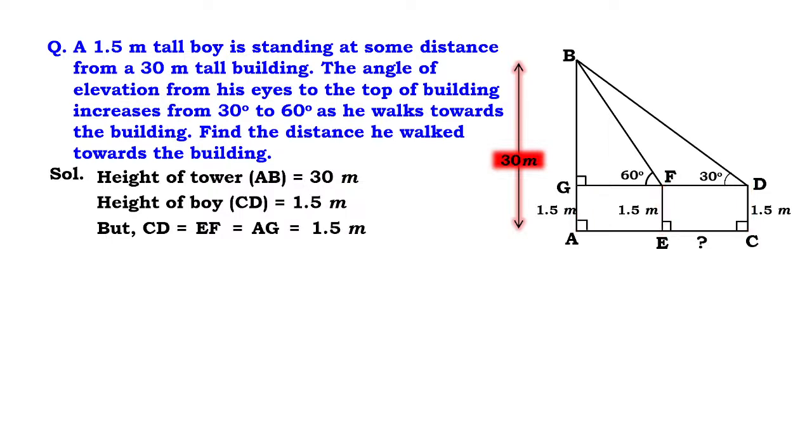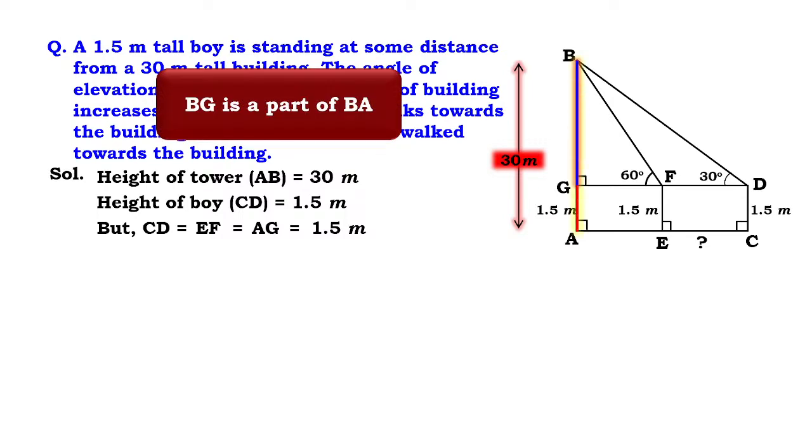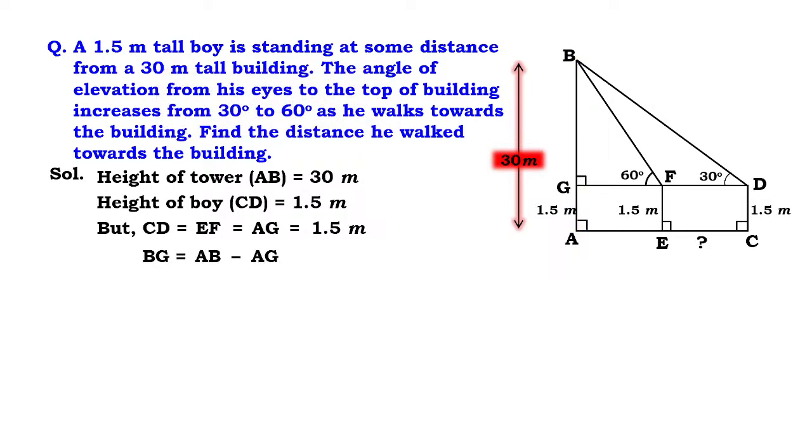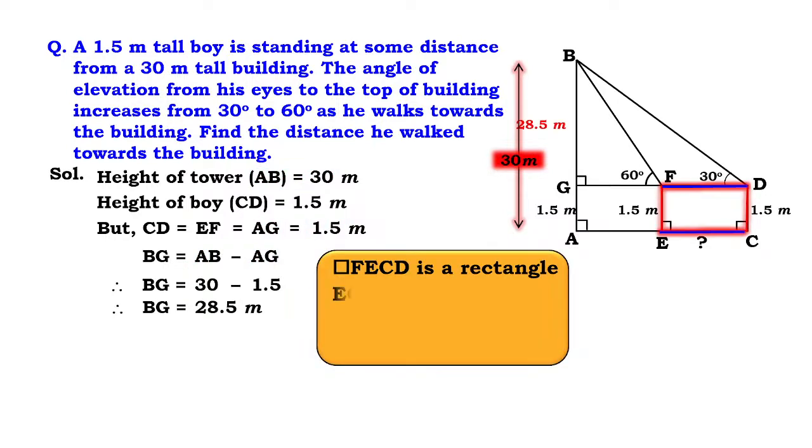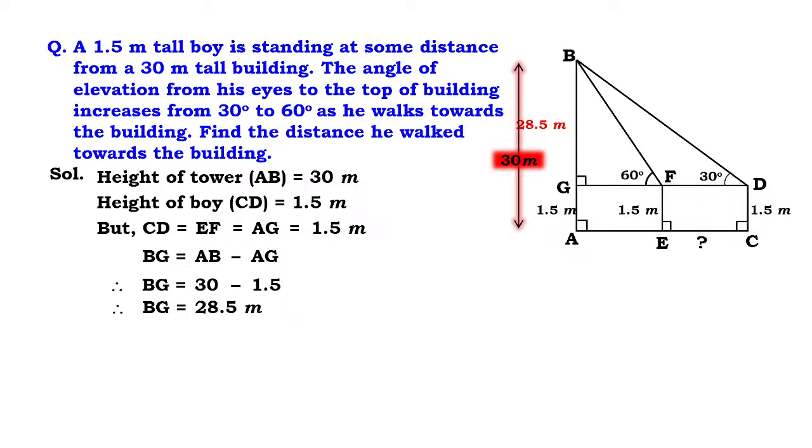Okay, so what I do first now? First I find BG. What is BG? 30 minus 1.5. So how much you get? 28.5. So what is the height of the building now here? Yeah, 28.5, excluding the height of the boy.